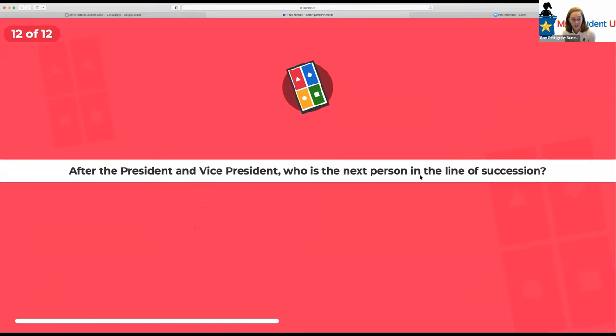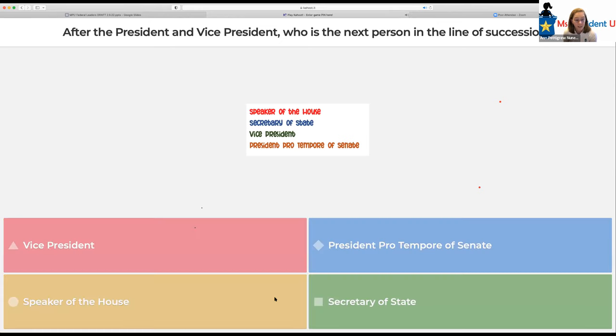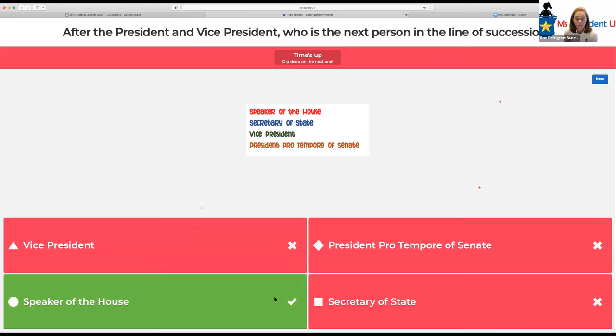And the last question. After the president and vice president, who is the next person in the line of succession? Meaning if something happened and the president and vice president were no longer able to serve, who would the next person in line be to be in charge of the country? So the options are vice president, speaker of the house, president pro tempore of the Senate, and secretary of state. The answer is speaker of the house.